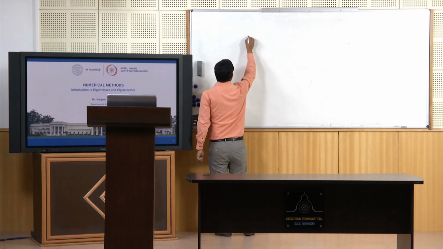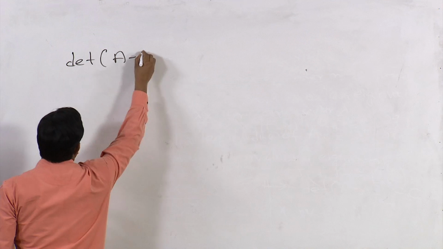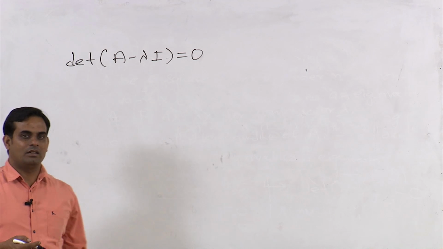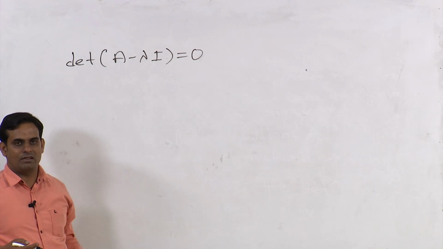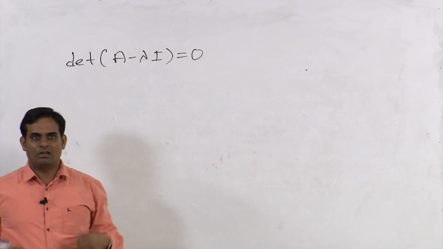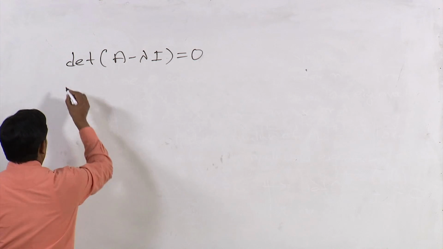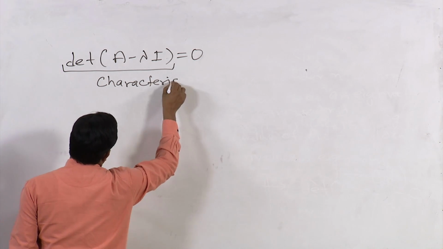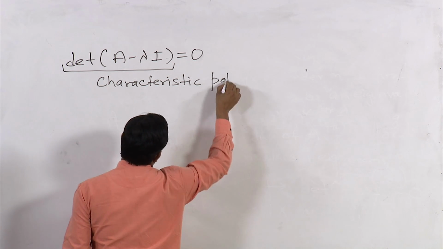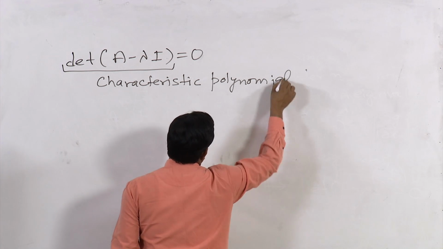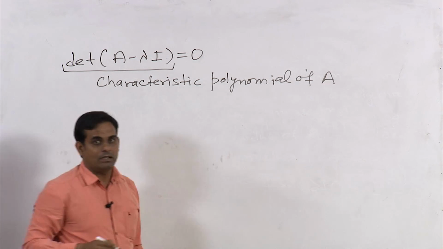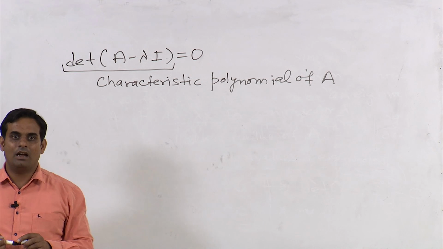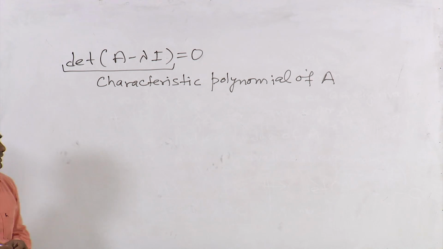Now, as I told you, by solving this equation you can get the values of lambda for which the determinant of A minus lambda I equals 0, and these values of lambda are called the eigenvalues of A. This particular polynomial is called the characteristic polynomial of A, and hence eigenvalues are also called the characteristic values of the given matrix.